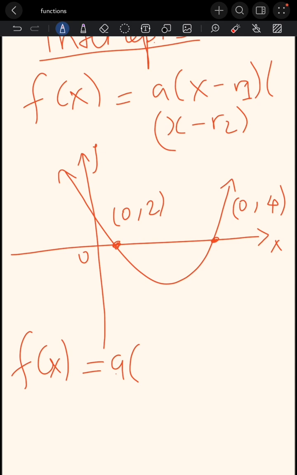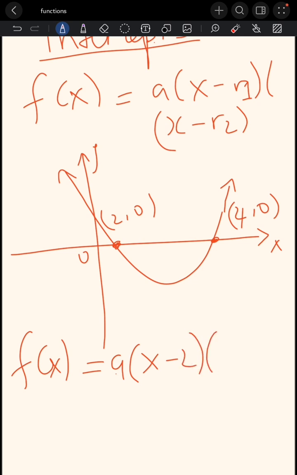So we know we have these coordinates are not correct, sorry. So it's going to be 2 and 0, and it's going to be 4 and 0, because we are dealing with the x-intercepts. Okay, so we know that x minus 2, remember it's positive, so it's going to be minus, and then x minus 4. r1 is this first value, r2 is the second root.